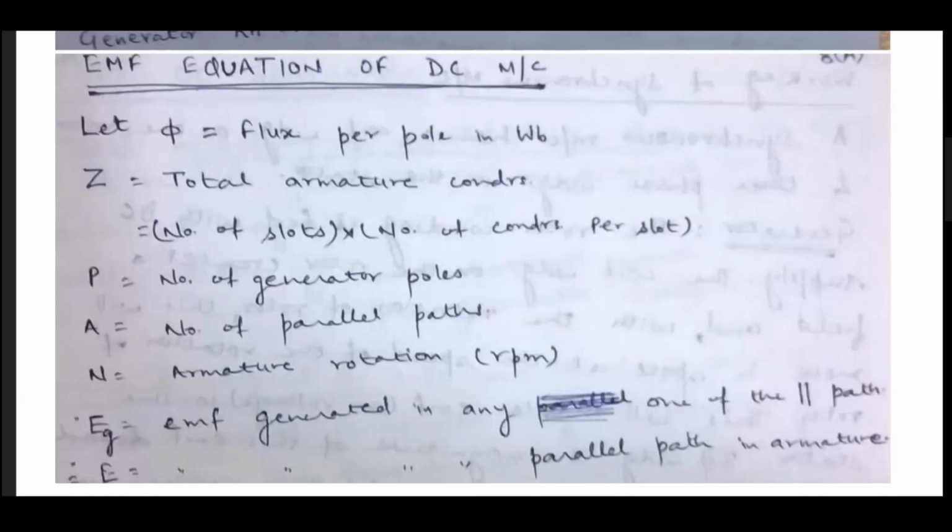Armature conductors is equal to the number of slots times the number of conductors per slot. There are many slots in the armature, and a few conductors in each slot. So to calculate the total number of armature conductors, we have to multiply these two. Let P be the number of generator poles, and A be the parallel paths.